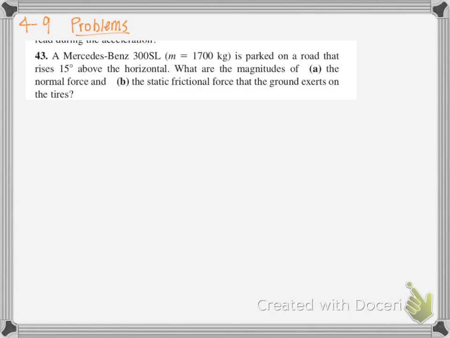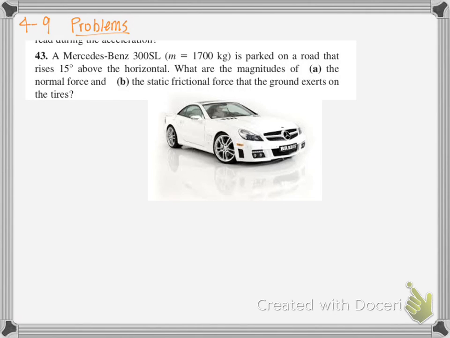Okay, so let's look at some problems. A Mercedes-Benz of mass 1,700 kilograms is parked on a road that rises 15 degrees above the horizontal. What are the magnitudes of the normal force and of the static frictional force that the ground exerts on the tires? Now, when we look at this, we have to draw our free body diagram.